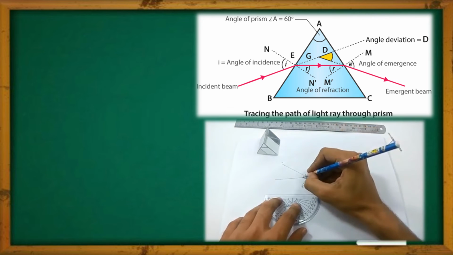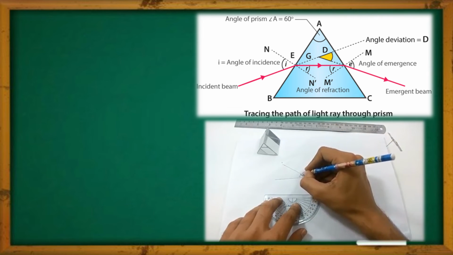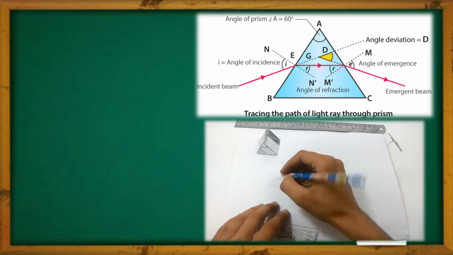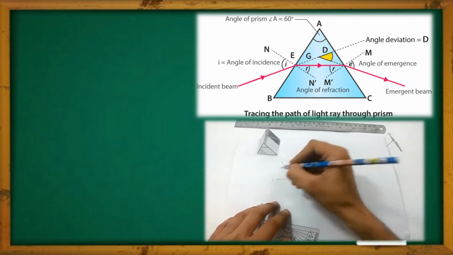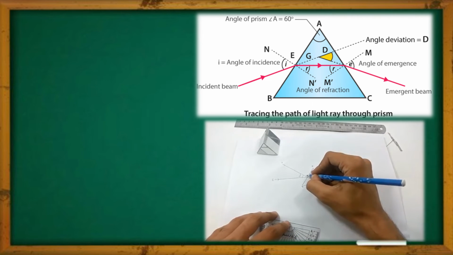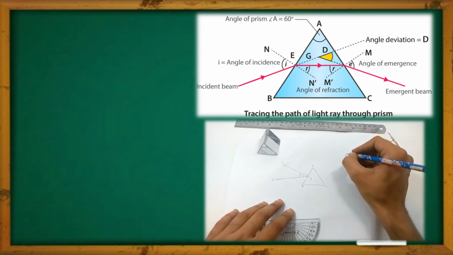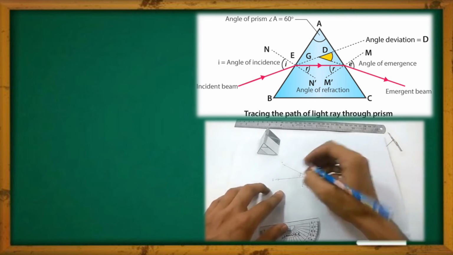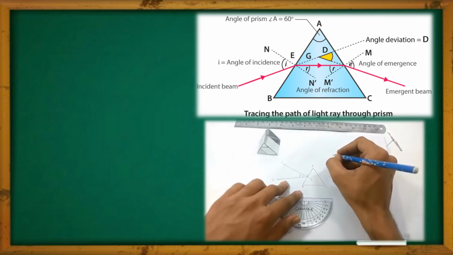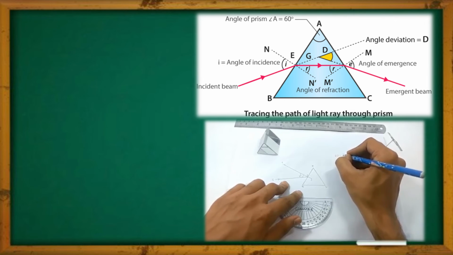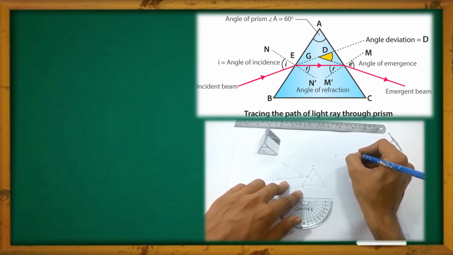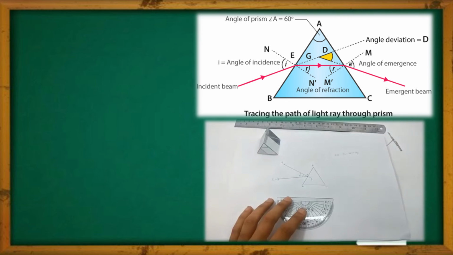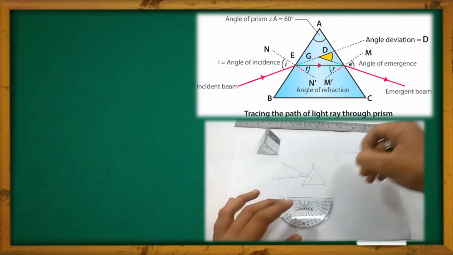For our reference angle, you can choose any angle. Now you can see that is our angle of incidence. In this direction we have to make our light incident. See, the angle between the normal and that incident ray we are taking is the angle of incidence. You can take it as any angle as per your choice.